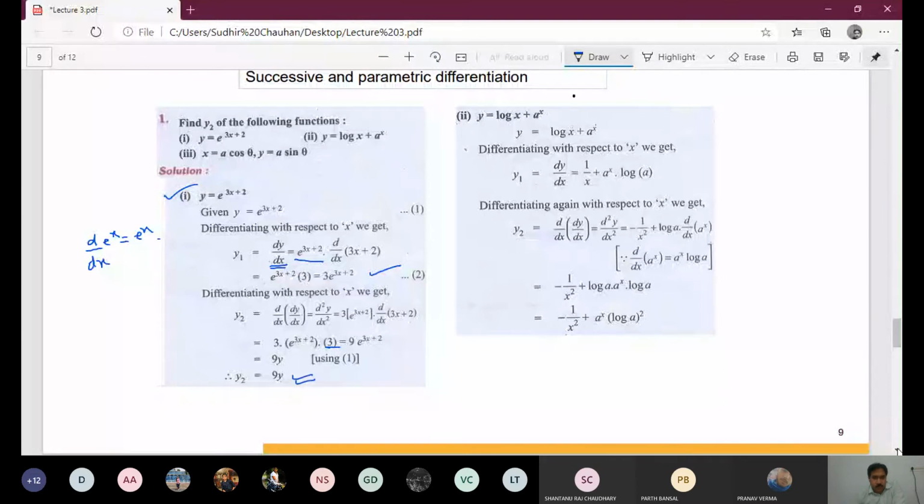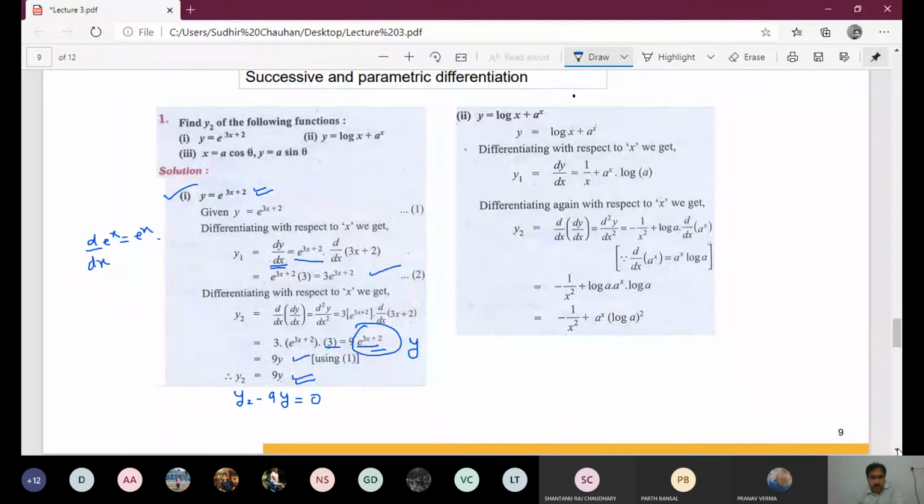We can see from here that y is e raised to power 3x plus 2. So we can again substitute from 1 and it will be equal to y. So we can write in place of this as y. So we get 9y. This means y2 is equal to 9y, or we can also write y2 minus 9y is equal to 0.